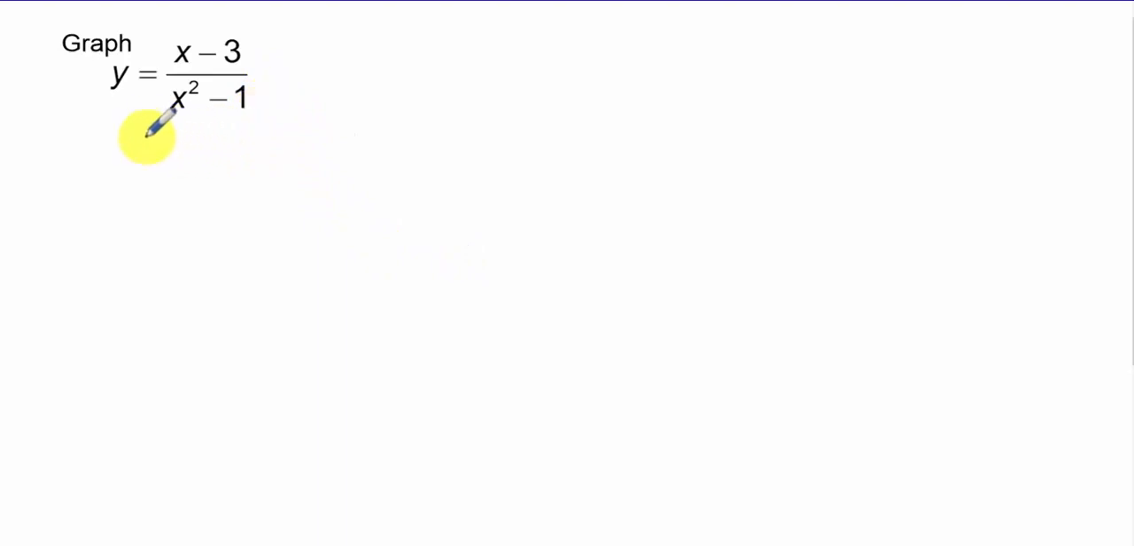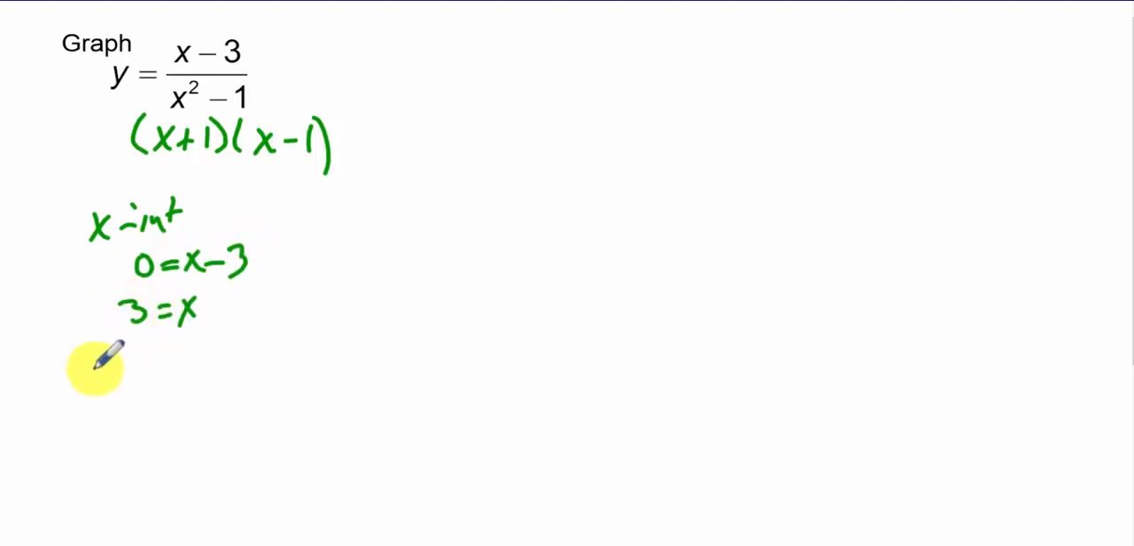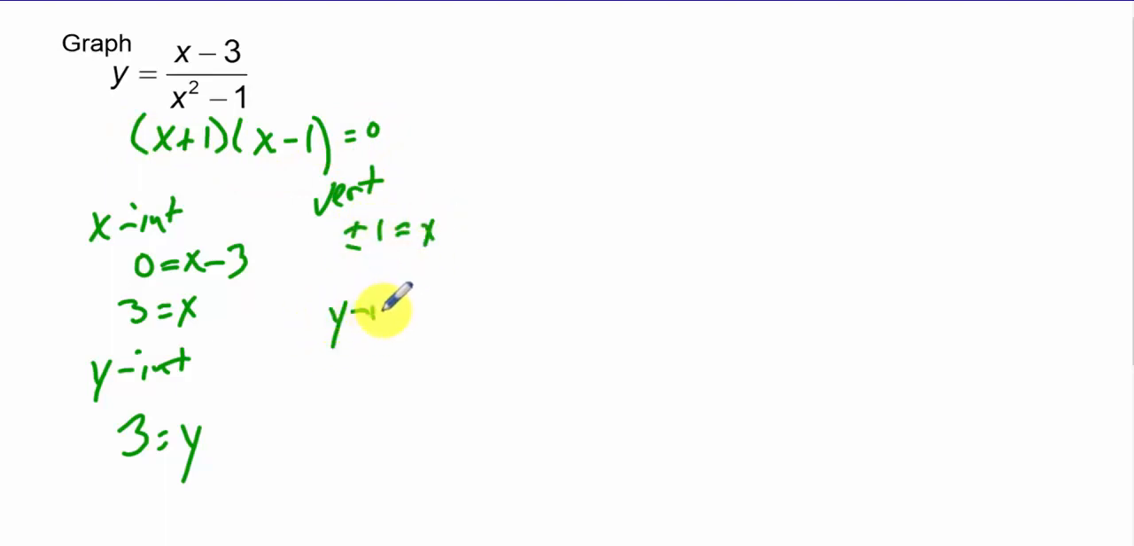Lastly, I'm going to just take and factor this first just for funsies. I usually do that anyways. And then we'll go x-intercept. Again, we're setting 0 equal to x minus 3. So 3 is our x-intercept. Y-intercept. Set x equal to 0. I get 3 again. But this time it's a y. Vertical. We can set this guy equal to 0 and get plus and minus 1 for my x values. You'll notice degree in the numerator is 1, degree in the denominator is 2, therefore y equals 0.